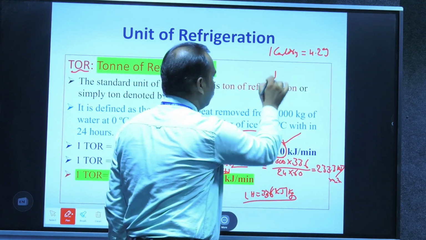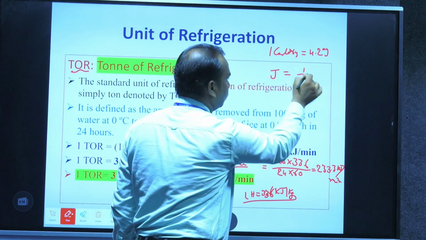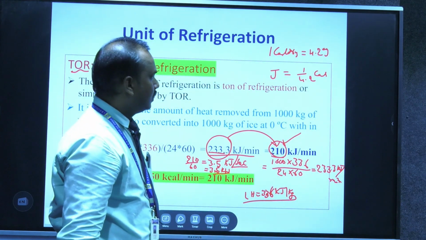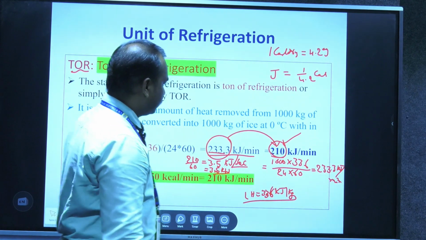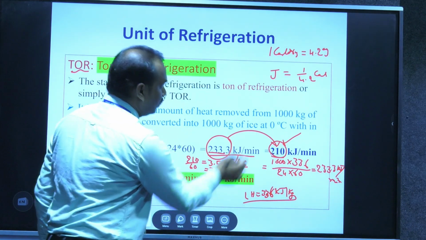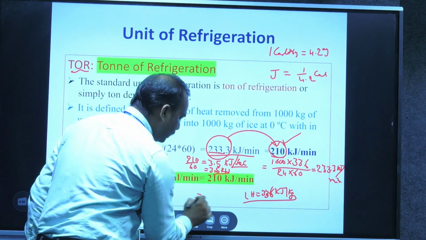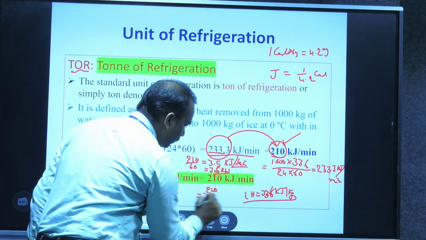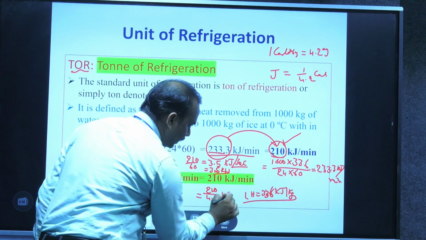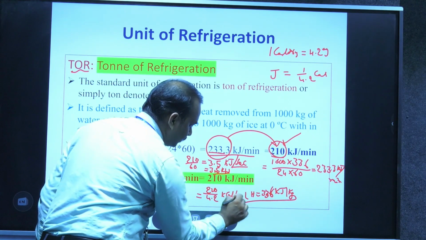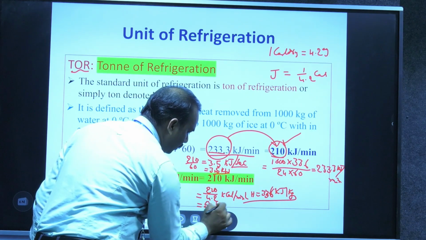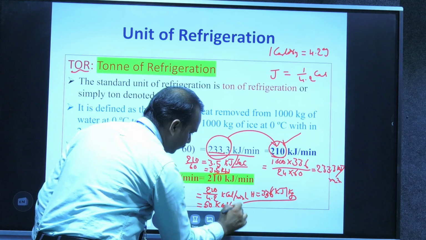If I need 1 joule equal to how many calories? It is 1 by 4.2 calories, right? So 1 joule is 1 by 4.2 calories. Then you can write 210 kilojoule per minute. What is joule? It is equal to 1 by 4.2 calories. So it is 210 by 4.2, in kilocalorie per minute. If you simplify, it is 50 kilocalorie per minute.